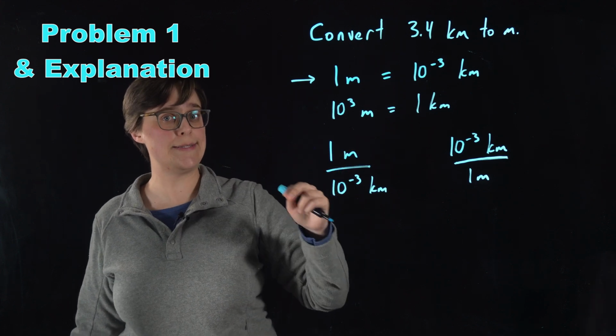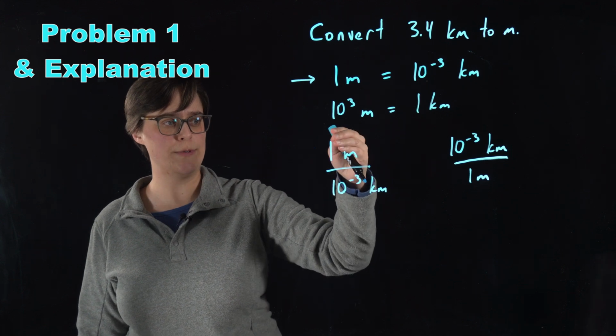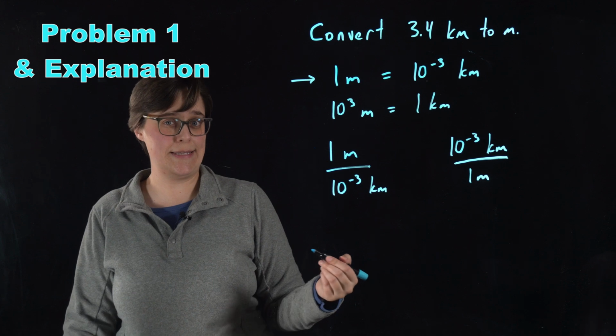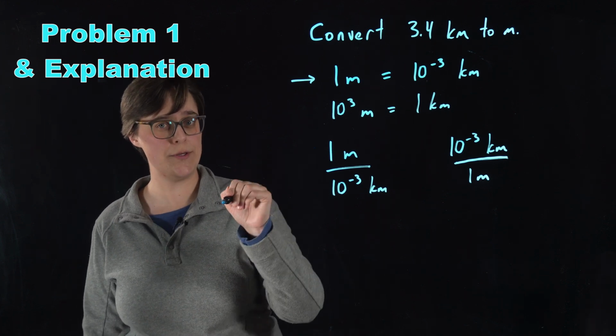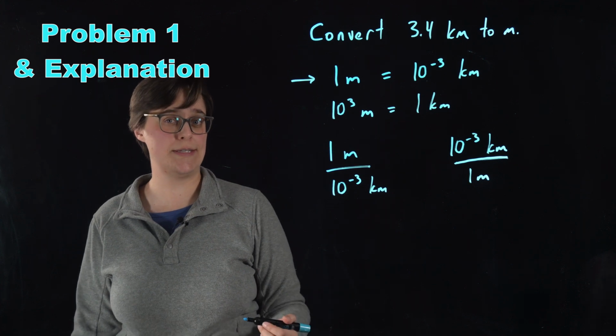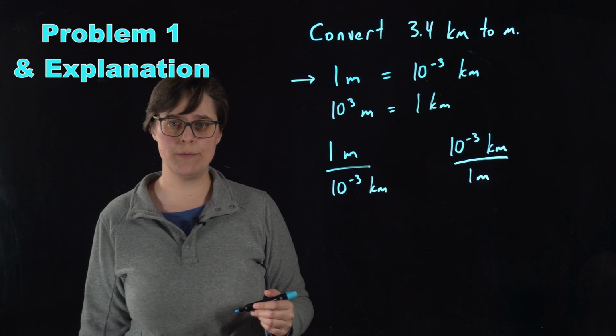1 meter is equal to 10 to the minus third kilometers. So this is essentially a number divided by itself. Yes, the number is different, but the unit is different too. So think of either of these fractions as being conceptually equal to 1. And why is this important?